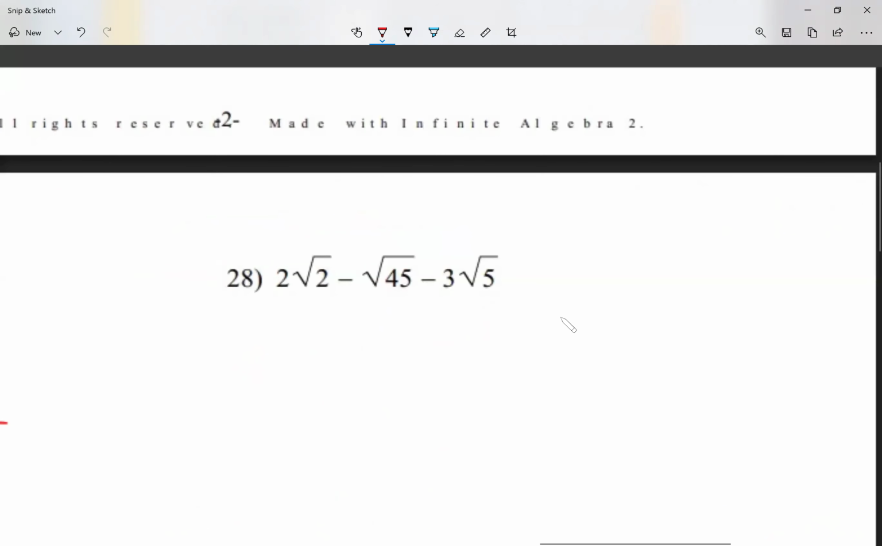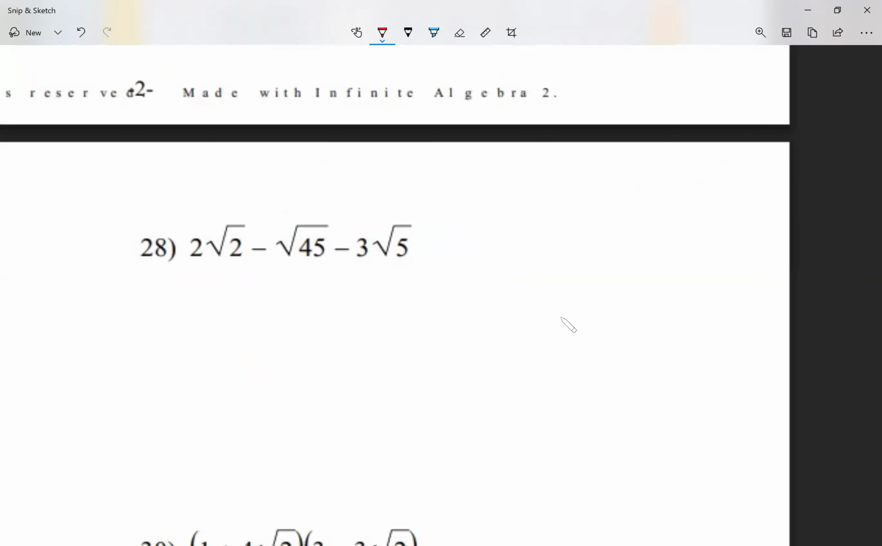All right, my last example here. I will talk about one more example after this, but for the last example we have here, I look at my first term. Nothing I can do, right? Radical 2. Can I break it down into two numbers that multiply equals 2, one of them being a perfect square? No. Okay, so that one's already simplified. Let me just copy it here. 2 radical 2.